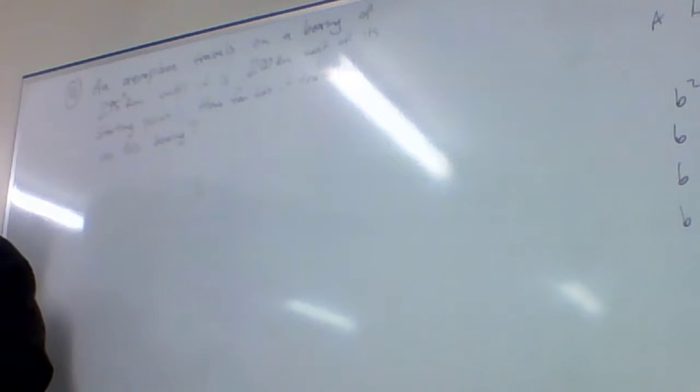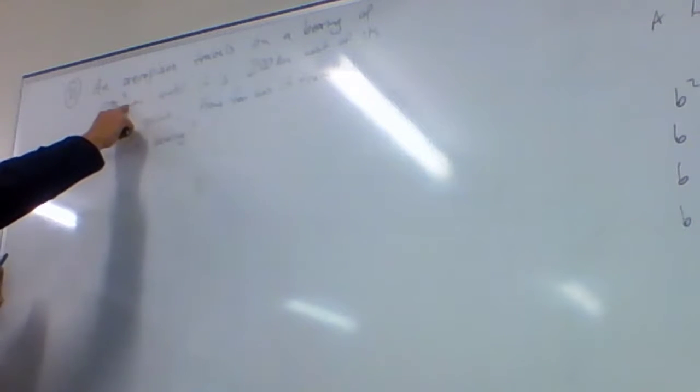So this is question 11. We've got an aeroplane travelling on a bearing of 295 degrees until it is 200 kilometres west of its starting point. How far has it travelled on this bearing?